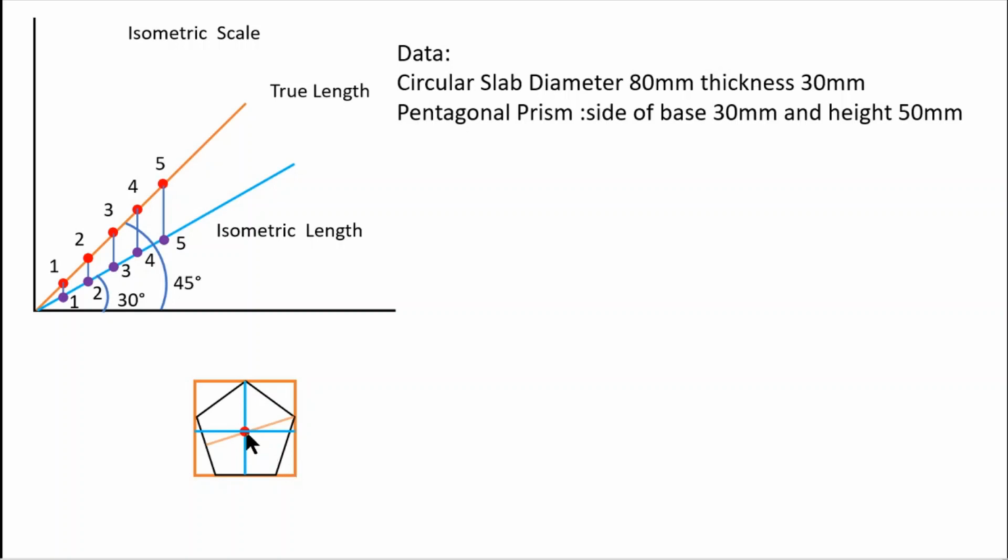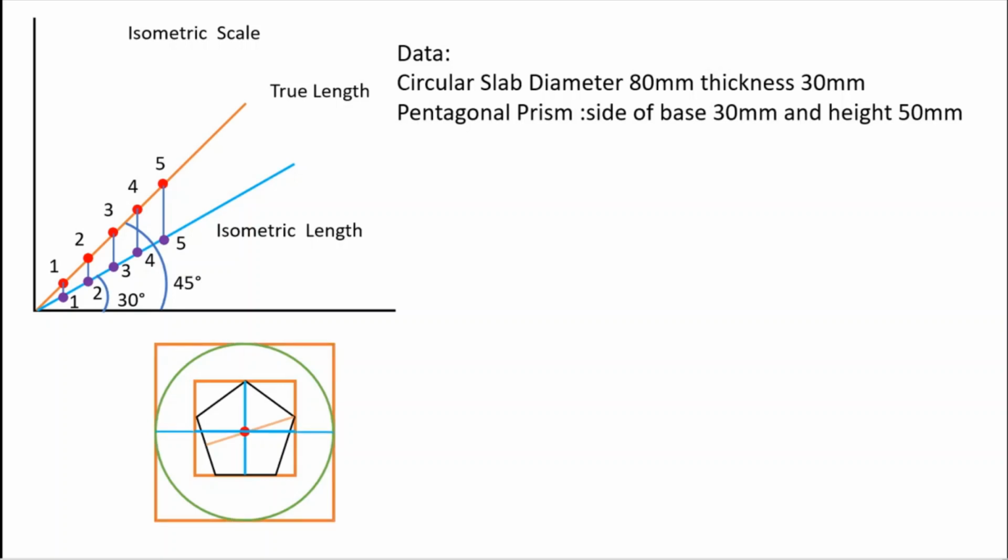Now about the center of the pentagon, we'll draw a circle with a radius of 40 on isometric length. So from this origin up to point 4, we'll take the radius and draw the circle. And then we'll enclose this circle within a square. This is the reference figure which we will be utilizing for constructing the solids.